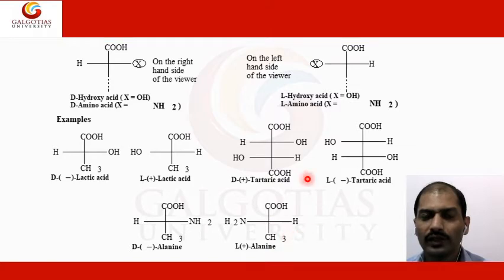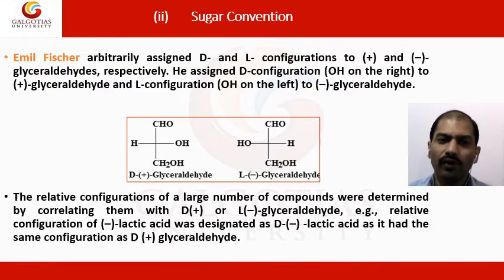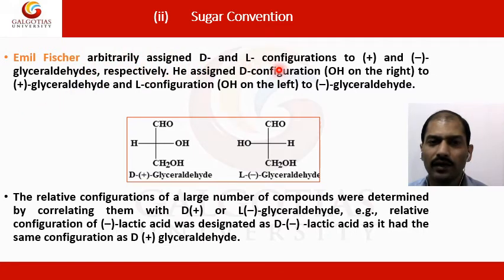This is the oldest way of nomenclature. So we have another convention, the RS nomenclature. In the Emile Fischer sugar convention, Emile Fischer arbitrarily assigned D and L configuration to plus and minus. Here plus represents D and minus represents L. So plus glyceraldehyde is D, and minus is the L configuration, with the group on the left hand. You have to see left and right.